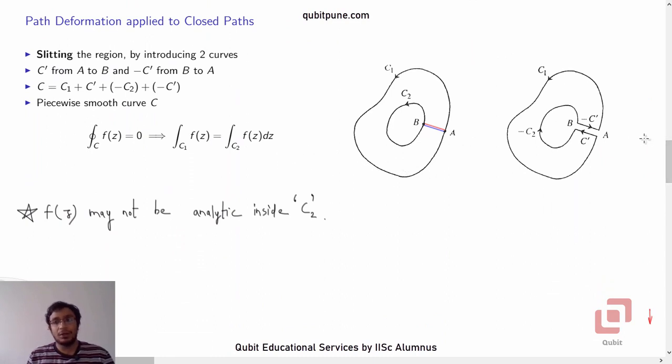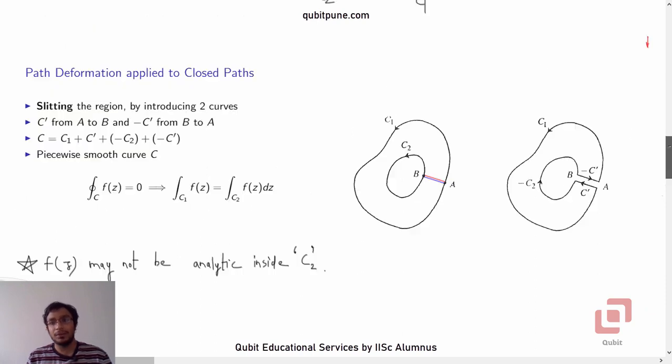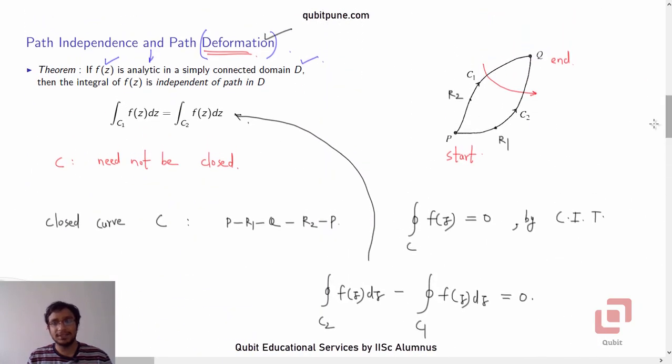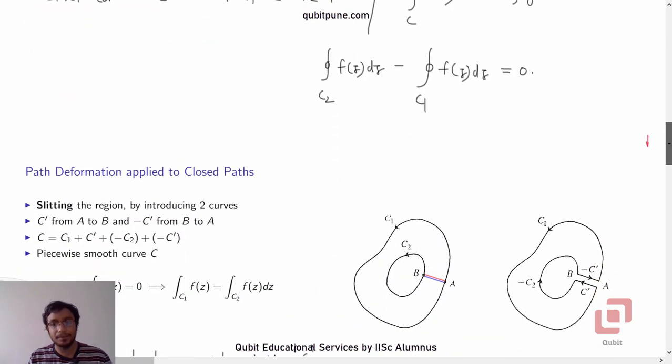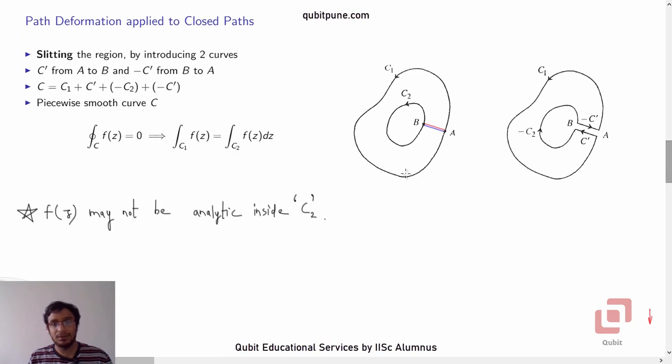Now we actually talked about path deformation applied to paths which were not necessarily closed. These were starting at a different point and terminating at a different point. However, now the question is, is it possible to apply the path deformation or path independence theorem to closed paths? Yes, it turns out that you can still apply them to closed paths. So we will see how we can apply the path deformation to closed paths.